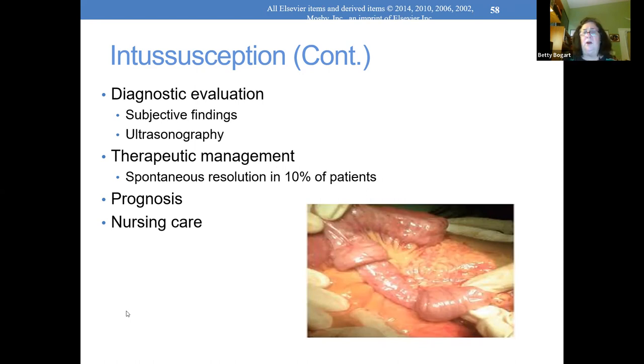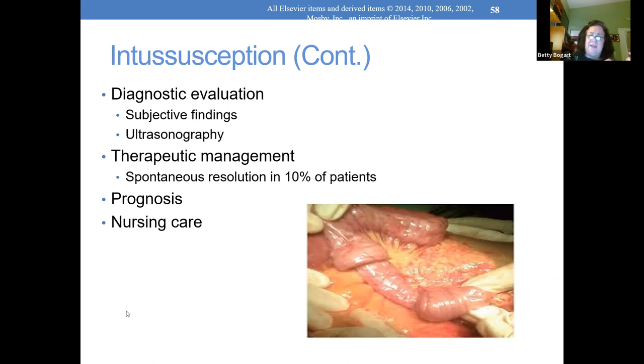If that doesn't work and they still have it on ultrasound, sometimes they'll need to go to radiology and have an air enema under fluoroscopy with a radiologist. They literally put a tube up the rectum, pump air in, and it will pop open that intestine. Once it opens, that kid relaxes. It's just amazing, from a moment of crying to all of a sudden they fall asleep. They're so happy that the pain is gone.